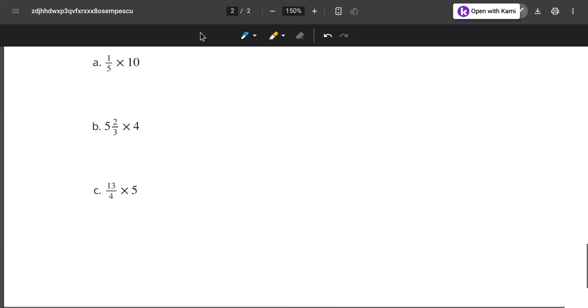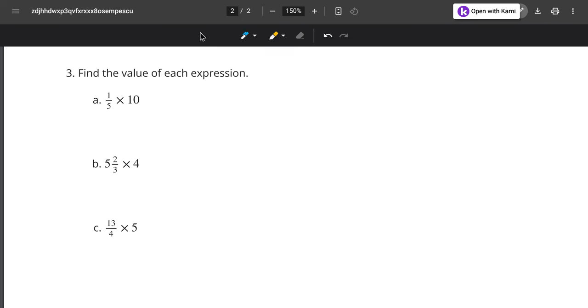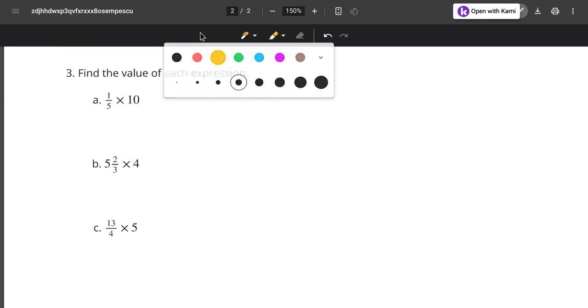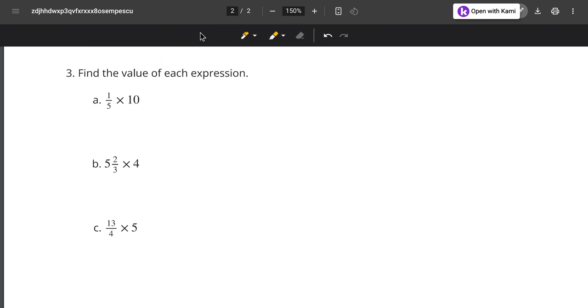Last but not least, as we come on down to number 3, notice now we're going to find the value of these expressions, and we do not have any word context. Instead, we are just going to proceed with solving. Let's use our idea of multiplying our whole number times our numerator to help us solve this number 3a. 1 times 10 is going to be 10, and our denominator will stay the same. So our answer for number 1 is going to be 10/5.